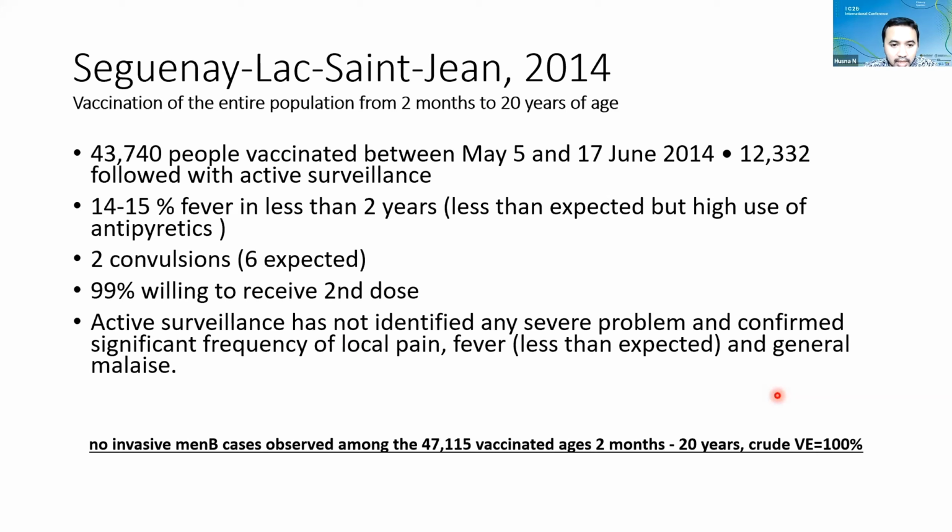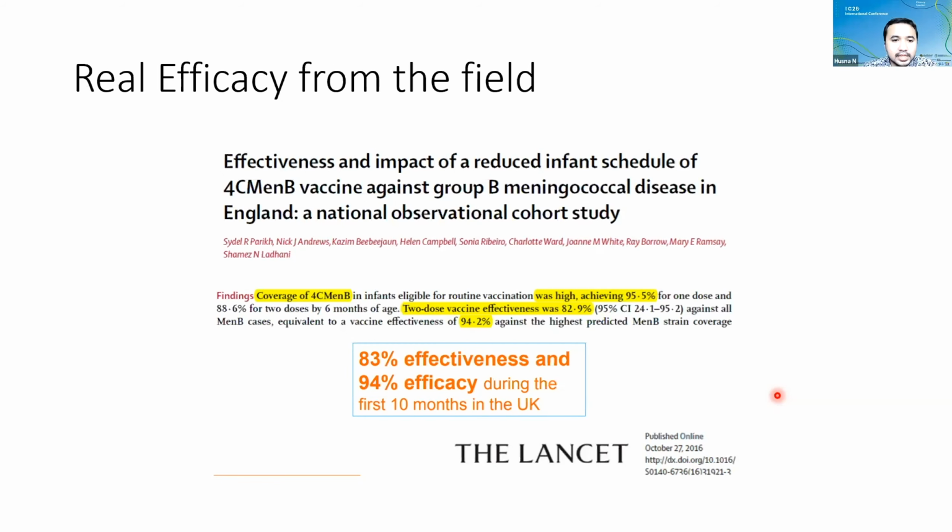So what I showed you is quite promising, although after this discovery of the meningitis B vaccine, there is not yet another vaccine produced using the reverse vaccinology approach. This is the real efficacy from the field: the field showed around 83% effectiveness and 94% efficacy during the first 10 months in the UK.